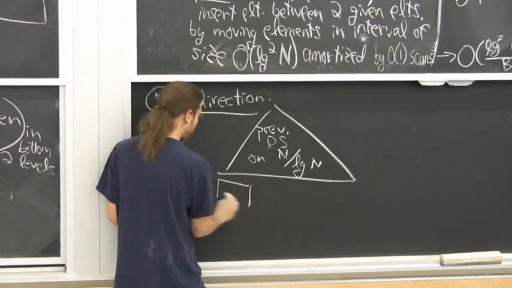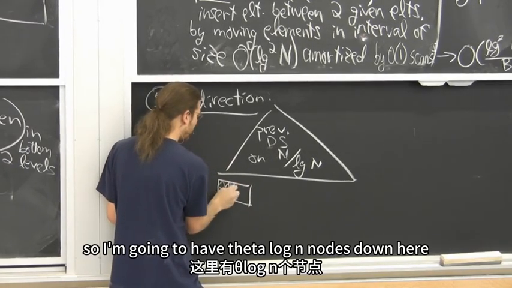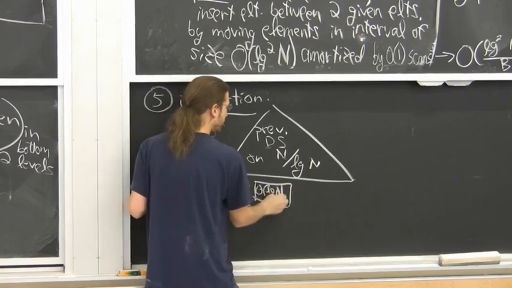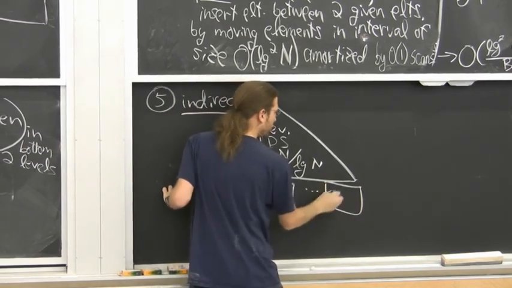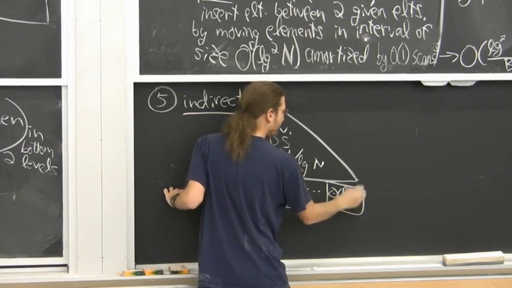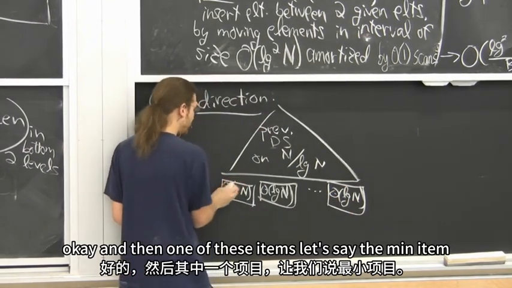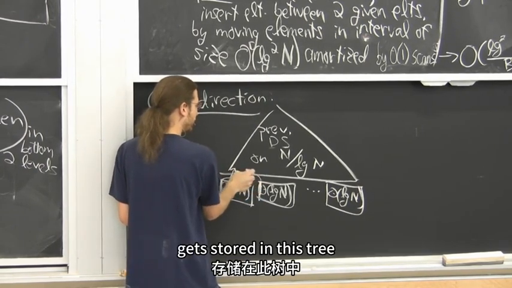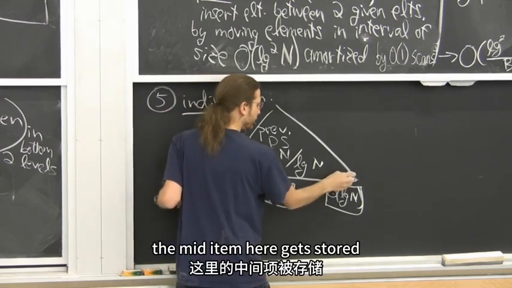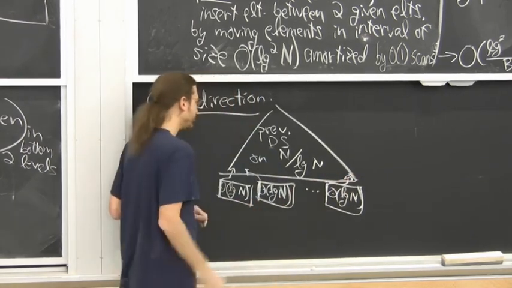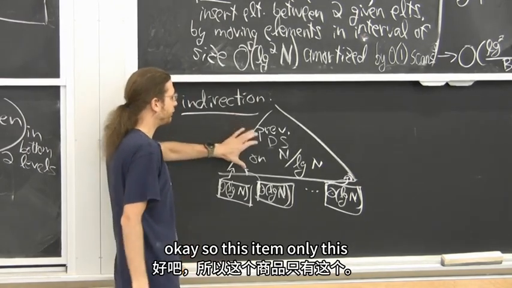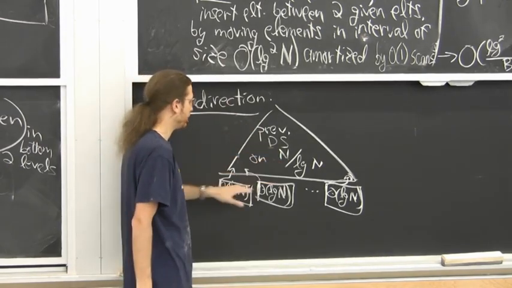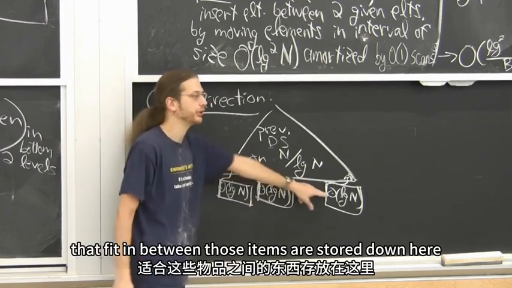On the bottom. So I'm going to have theta log n items down here, theta log n items next to them, theta log n. And then one of these items, let's say the min item, gets stored in this tree. And the min item over here gets stored in this tree. The min item here gets stored up here. So in the data structure we just developed, I only store n over log n of the items. The rest that fit in between those items are stored down here.